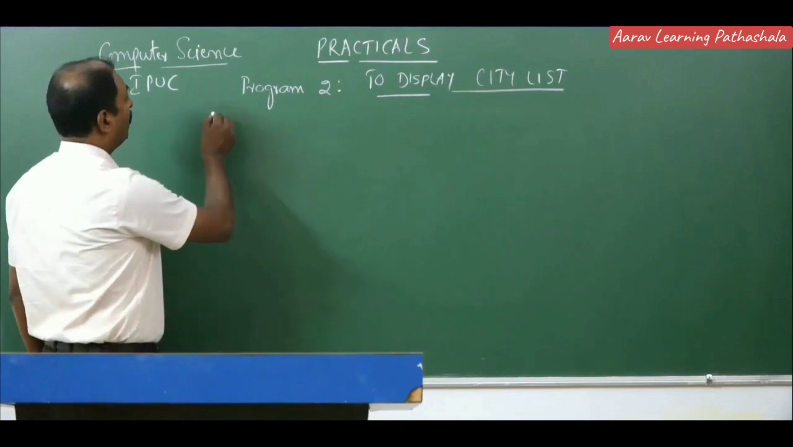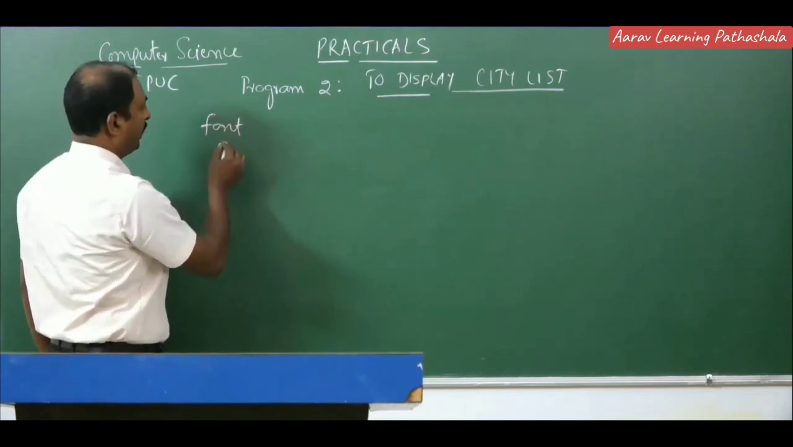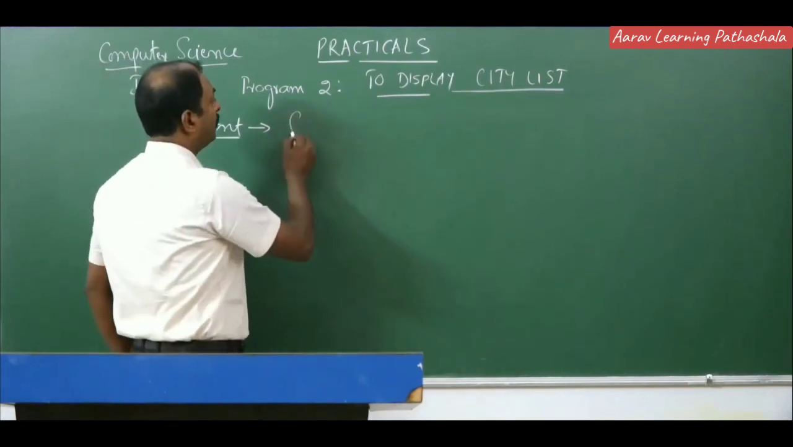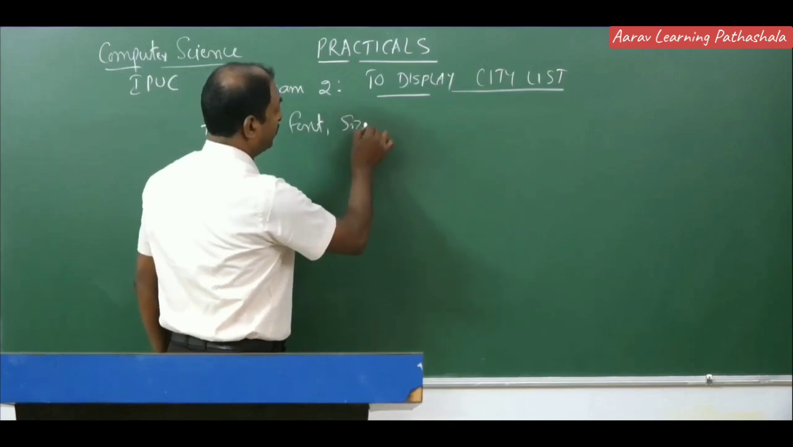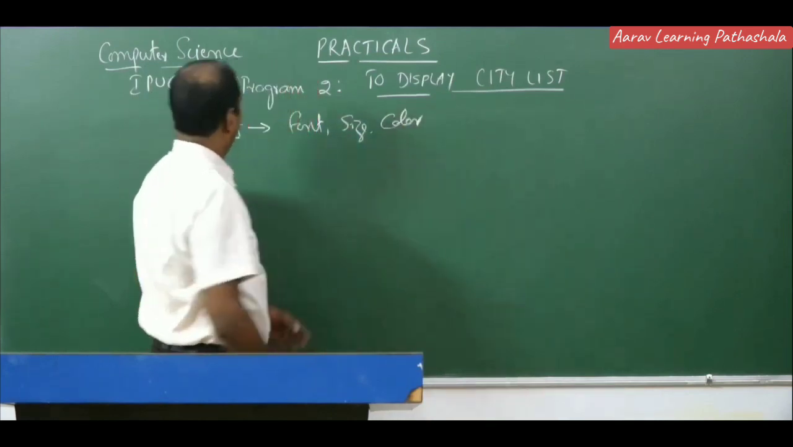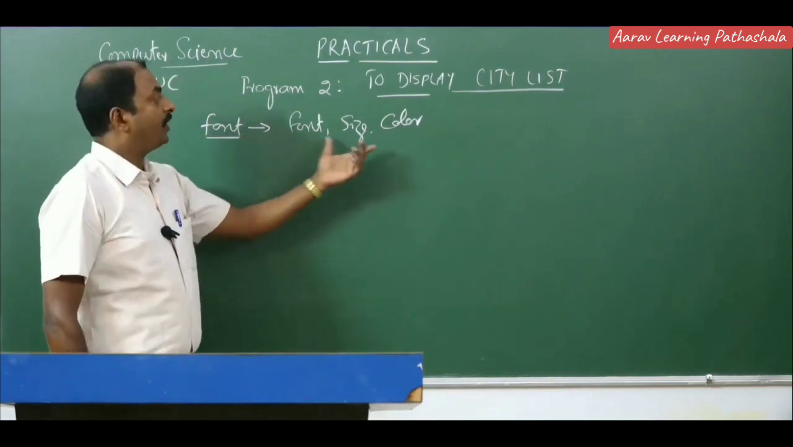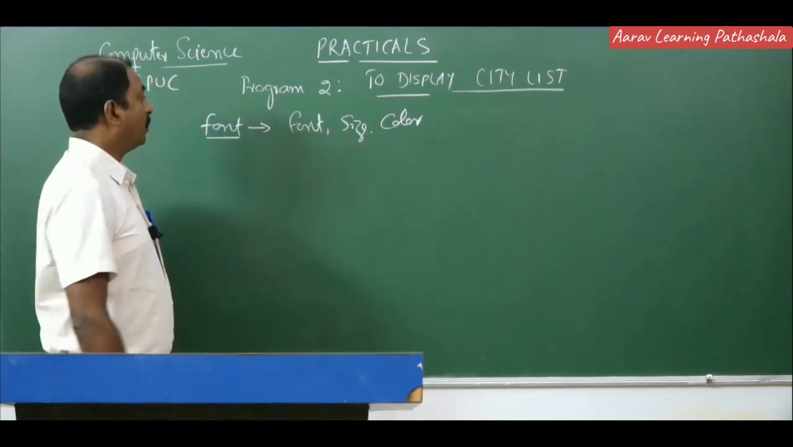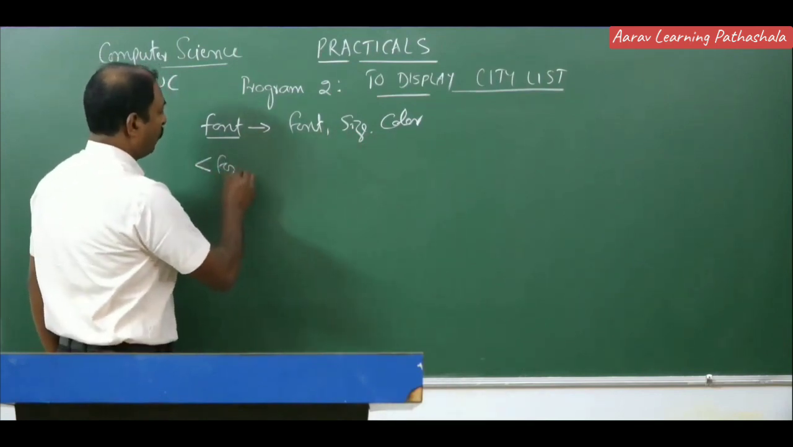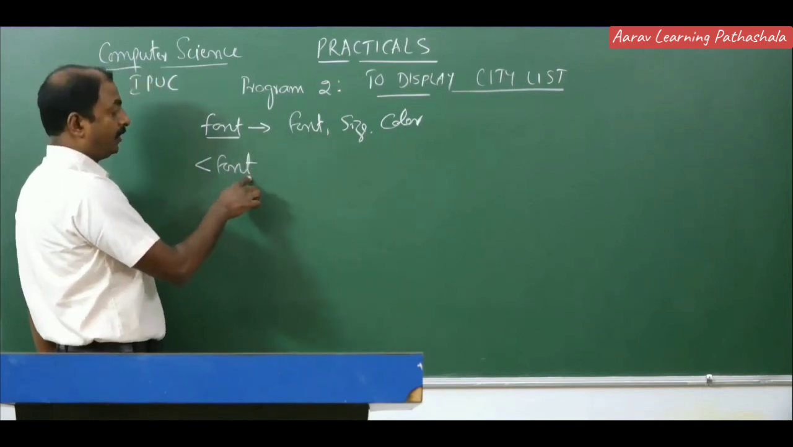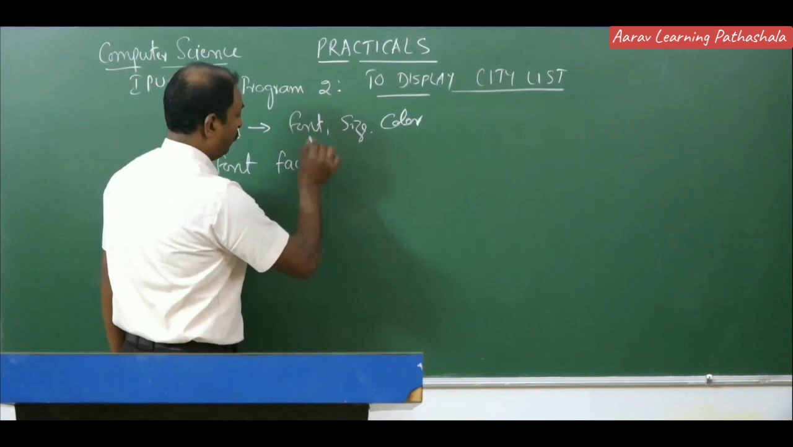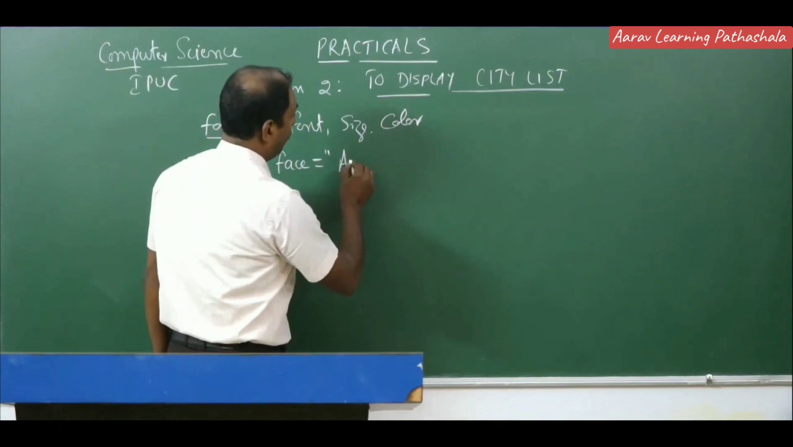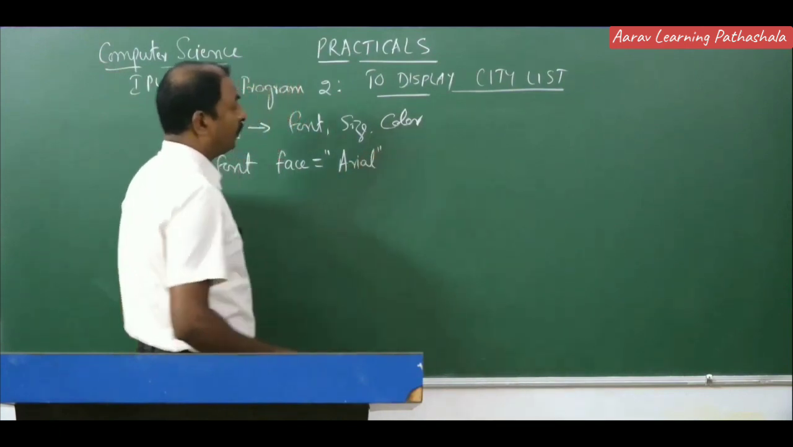Next tag is the font tag, to display the text in different font, different size and different color. This font tag has different attributes, these are called attributes of the font tag. So the syntax of this is font, and we have opened a tag here and it has face. Face is one of the attributes and here we can write Arial. It is one of the fonts.